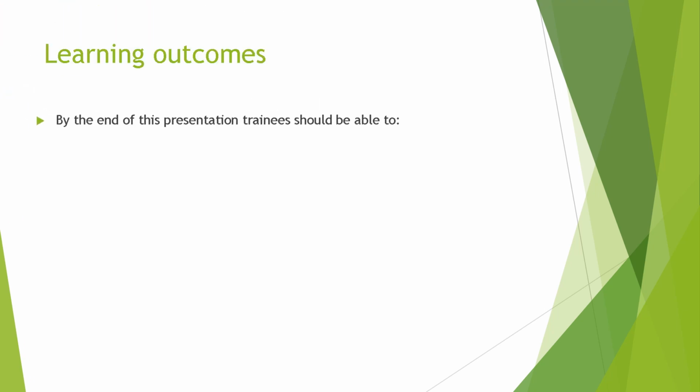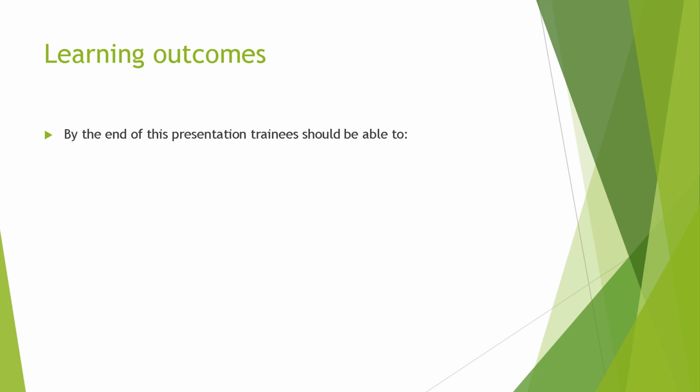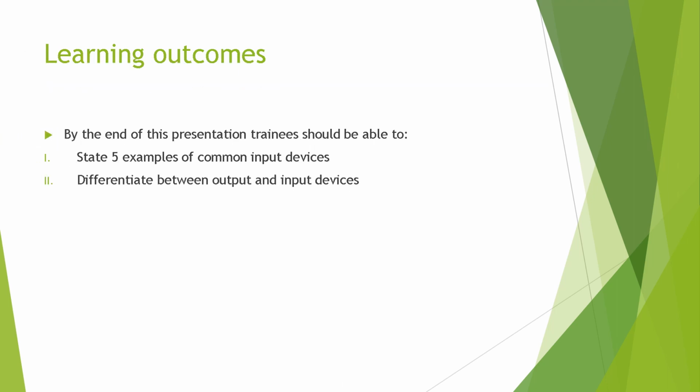We have our learning outcomes. By the end of this presentation, trainees should be able to: number 1, state 5 examples of common input devices. Number 2, differentiate between output and input devices.